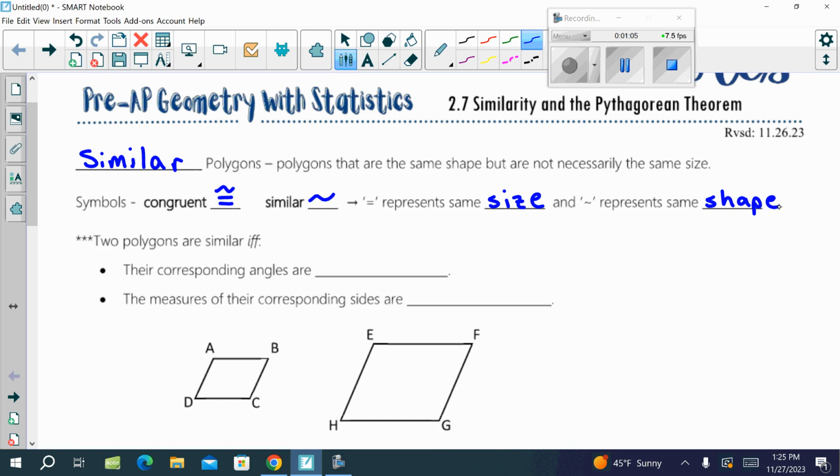All right, two polygons are similar if and only if. So remember that IFF is not a typo. It means if and only if both of these statements are true. So their corresponding angles are congruent, and the measure of their corresponding sides are proportional.